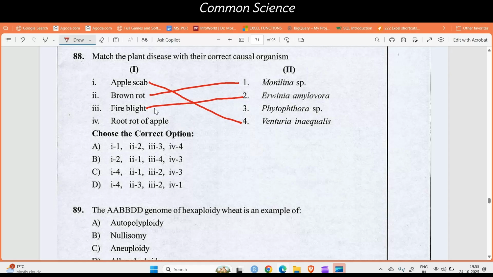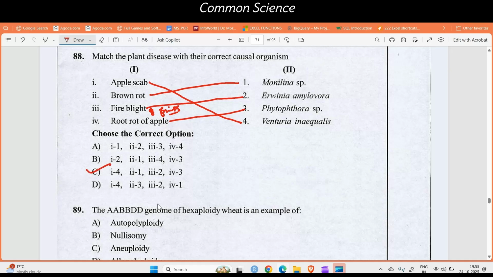Fire blight of fruit plants is caused by this Erwinia amylovora, and red root rot of apple is caused by Phytophthora species. So, according to this one, option C is the correct option here.